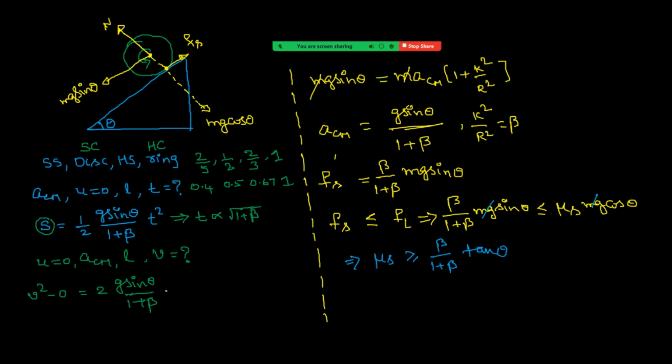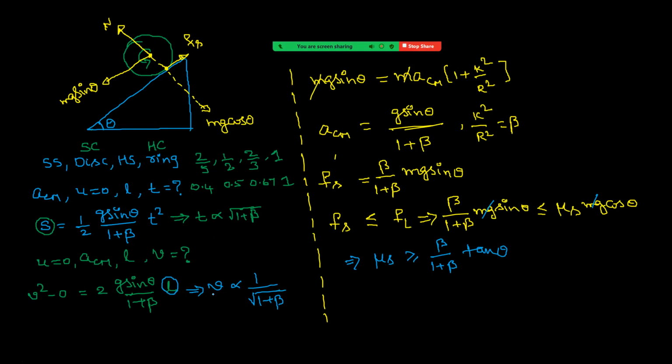Here 2a s, where s is L. Now we can see which are constants. L is the same for all. g sine theta is a constant. So from this we can write V proportional to 1 by root of 1 plus beta, right? If beta value is least, V will be maximum. And we have seen that beta is least for the solid sphere, right? That means it has maximum speed, okay?